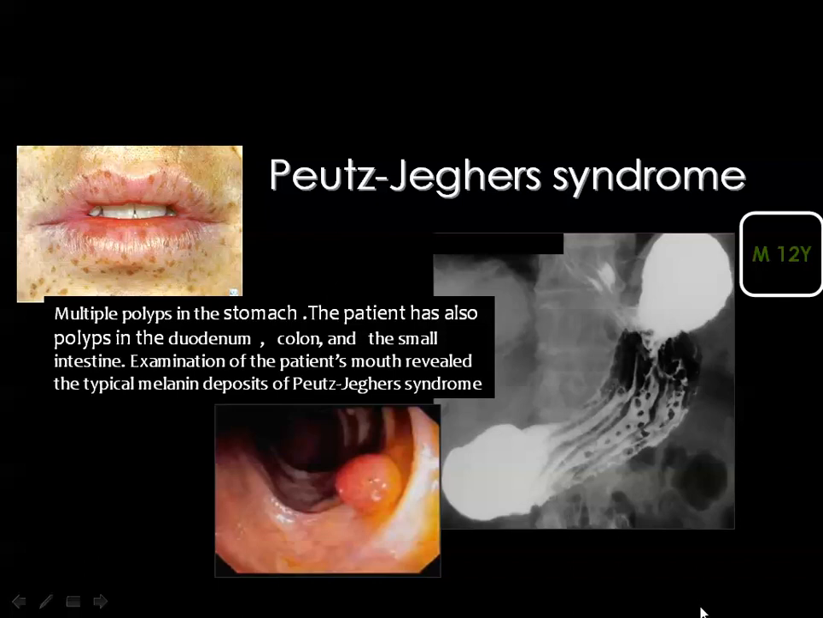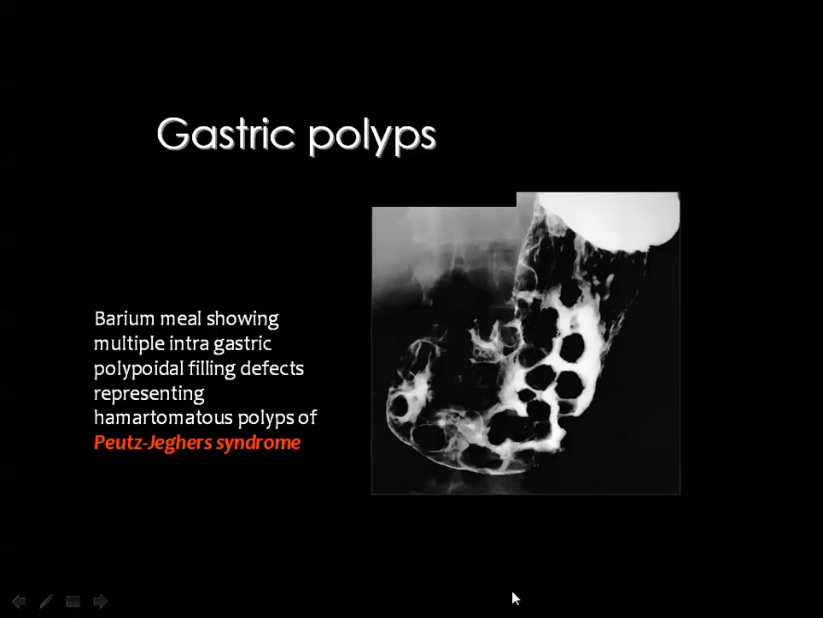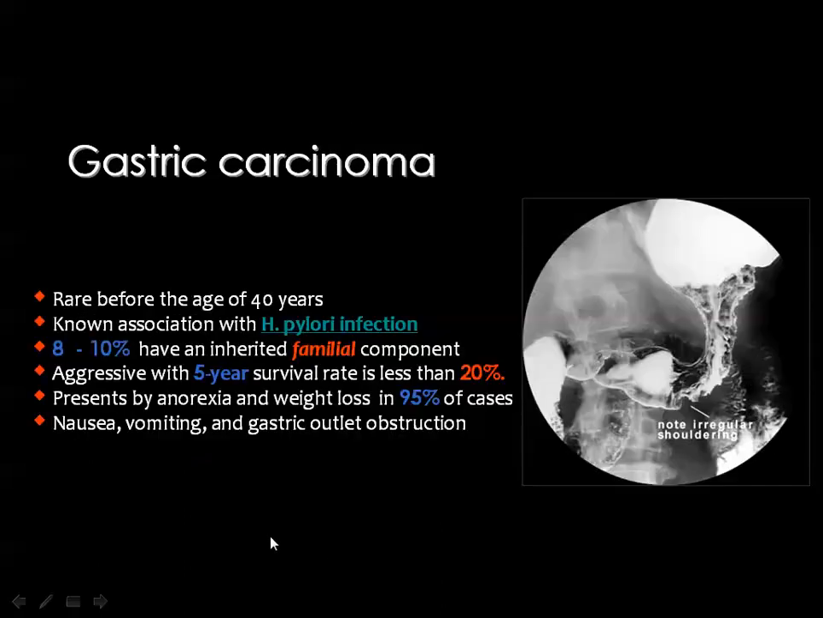One of the typical criteria of this Peutz-Jeghers syndrome is the presence of this characteristic pigmentation of melanin deposit around the mouth, as you can see. And this is also a case of Peutz-Jeghers syndrome, where you can identify multiple intragastric bulboid filling defects occupying most of the gastric body and antrum.